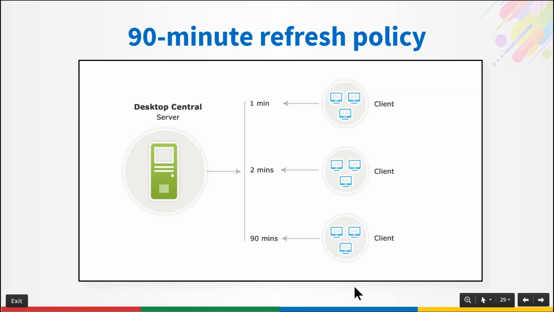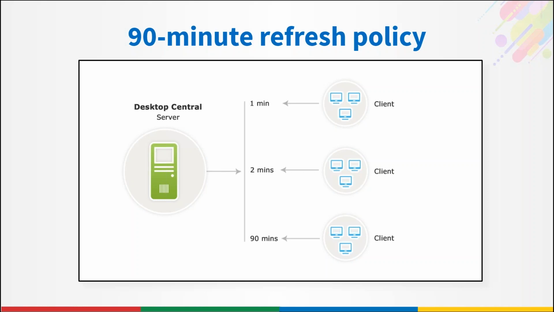The Desktop Central agent uses a 90-minute refresh policy in order to handle the load on the server. Let's take three different scenarios. A network contains 90 computers. Another network contains 900. The third one contains 9,000 computers. This 90-minute refresh policy helps us perform a deployment based on the agent communication.